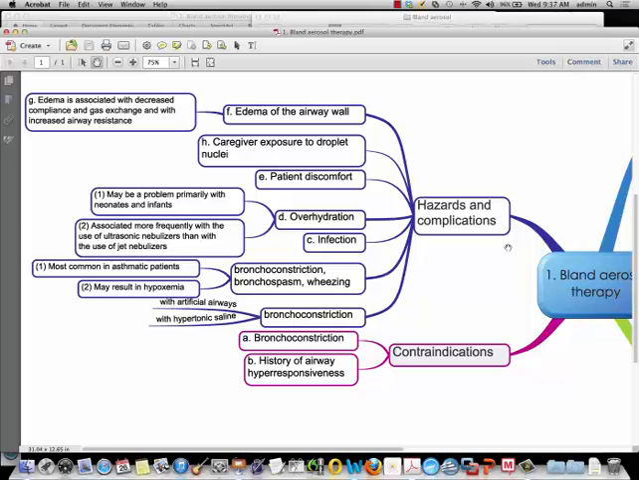Next, bronchoconstriction, bronchospasm, and wheezing. Most common in asthmatic patients, and it may result in hypoxemia. Bronchoconstriction can come from the aerosol. It can cause it. And when it happens and you get bronchoconstriction, the physiology ends up that the person gets hypoxemic, and they end up having to breathe faster because of it.